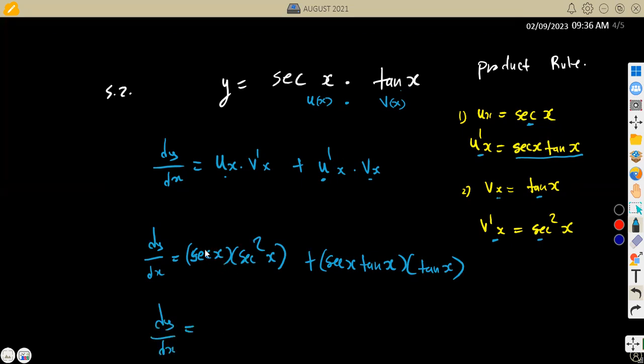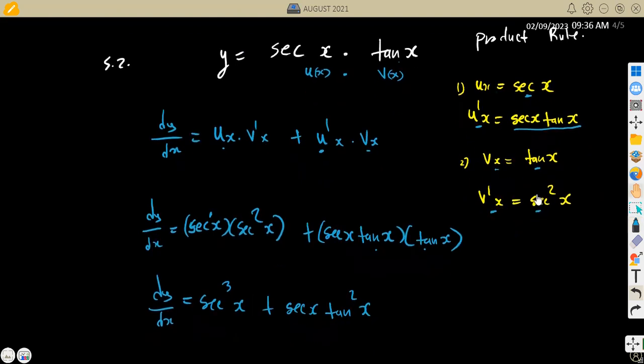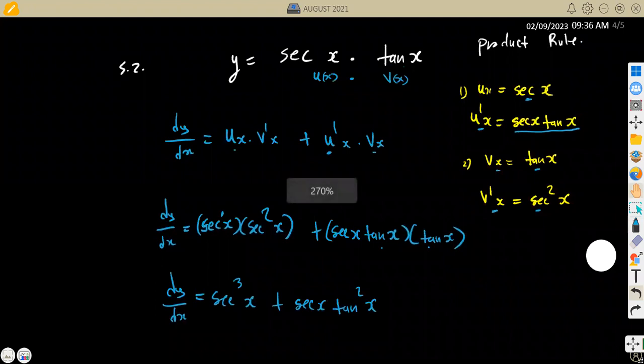Sec and sec, this one is the same as sec to the exponent of 1. So remember, you add the exponents, so it's going to be sec to the exponent of 3 x. Then the same thing, tan times tan, that's tan squared. So you're going to remain with sec x tan squared x. Yes, you can factor out sec x if you want, but you can even just leave it like that. That is the final answer that you're going to obtain if we are to find the derivative with respect to x of that given expression.